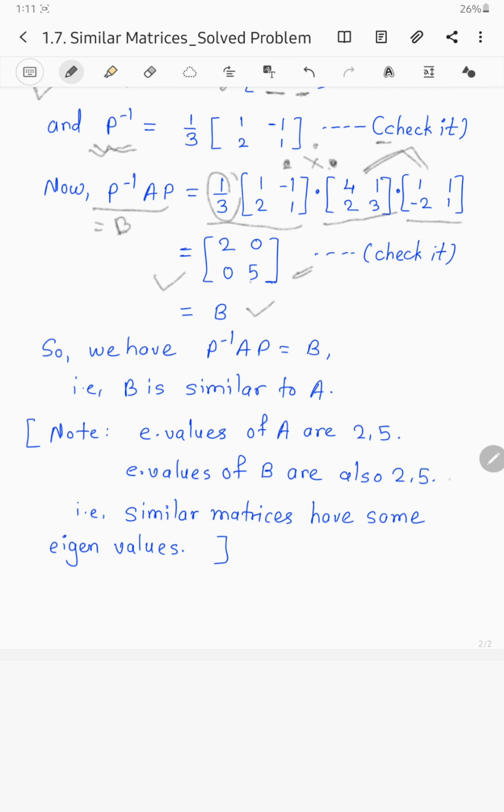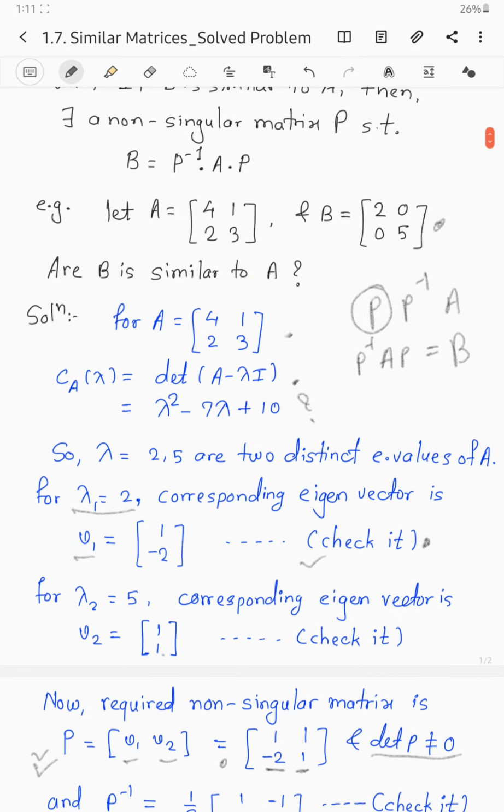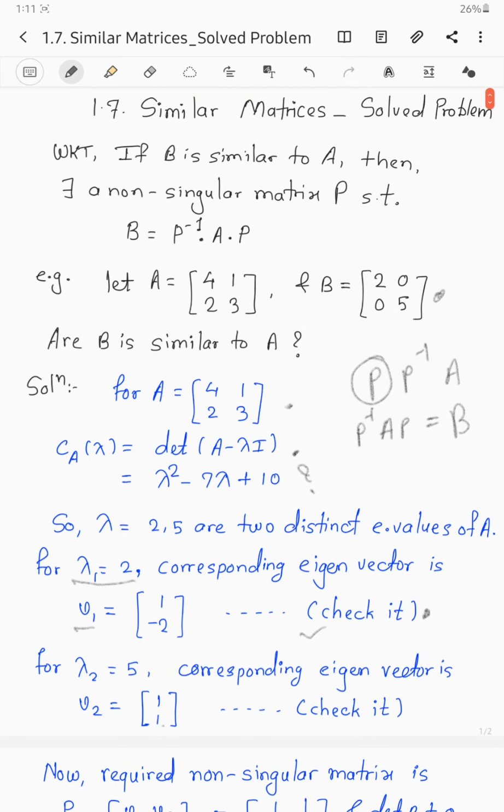So this is the procedure of finding matrix P. If there is a problem to check whether matrices are similar or not, you have to find the eigenvalues of A and the eigenvectors of A, and from those eigenvectors prepare one non-singular matrix P. Then the matrix multiplication P inverse A P will give you B. If this matrix is the same as your given matrix B, then you are through. You can say that B is similar to A.